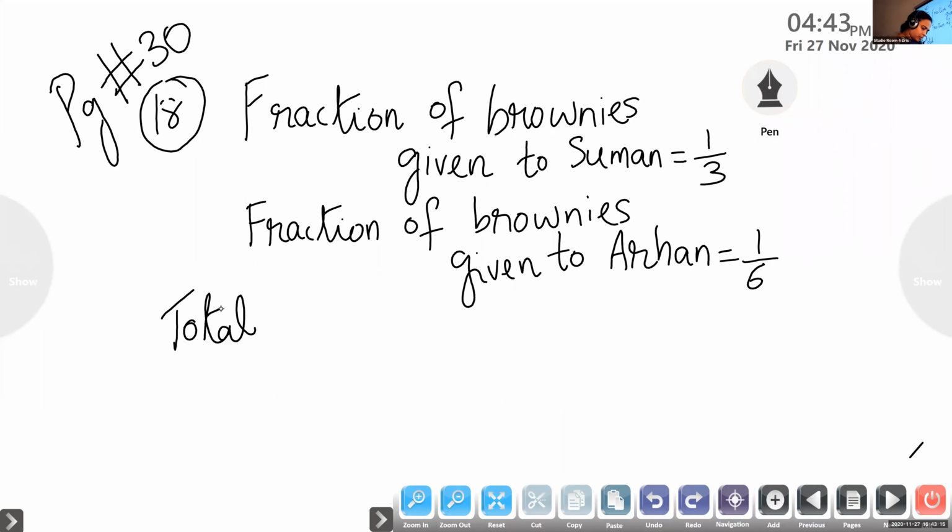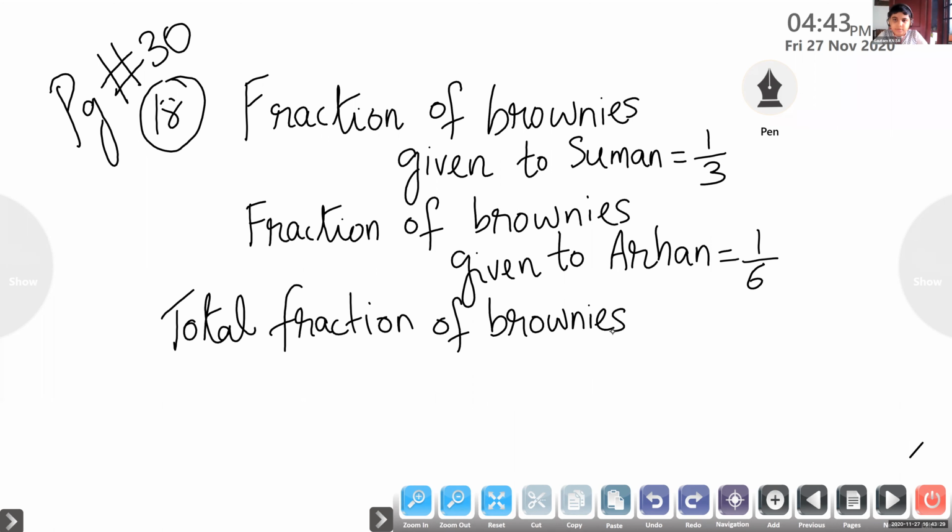Total fraction of brownies given to both of them. Brownies given to Suman and Arhan. Ma'am, we can add both of them. Okay, that is also correct. You can write given to Suman and Arhan, or you can write given to both of them, no problem.